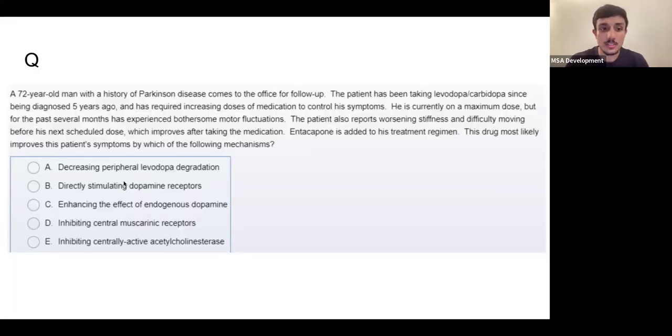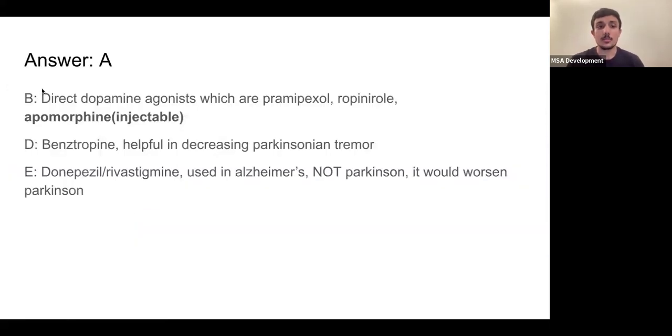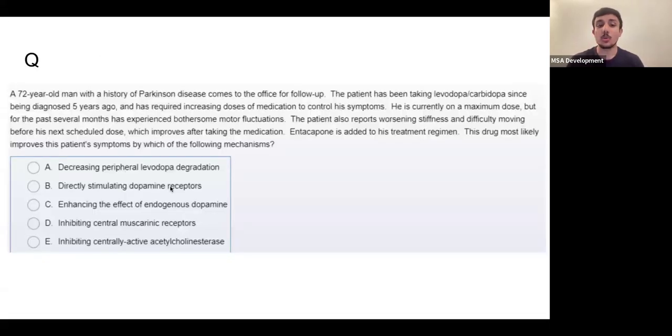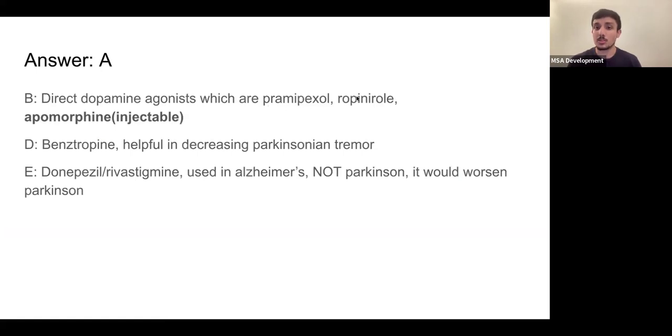Now, why is it not B, C, or D? So let's look at this. B, directly stimulating dopamine receptors. That's wrong. That's direct. It's its own class, which includes drugs such as pramipexole, ropinirole, and apomorphine. So these are direct dopamine agonists, a different class. Now, why did I bold apomorphine? Remember how I said they like asking about unique things?